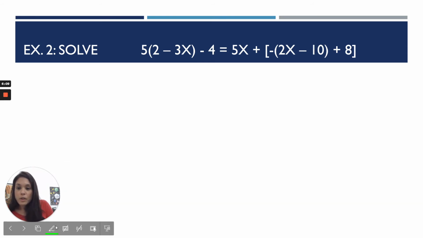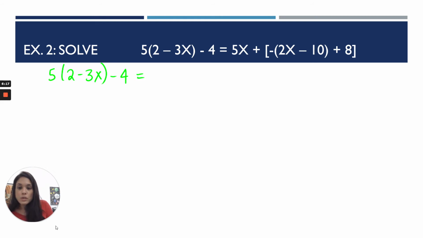So we have 5 times 2 minus 3x minus 4 equals 5x plus, and we have brackets here, minus, in parentheses, 2x minus 10 plus 8, and then end with the brackets.